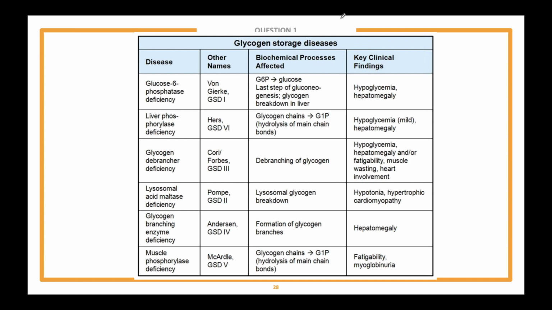Branching enzyme, I guess I'll go upwards. Lysosomal acid maltase would lead to Pompe's disease, and that's more with cardiac issues, so hypertrophic cardiomyopathy, exercise intolerance as well, and hypotonia, so low muscle tone. We weren't really told that in this vignette.